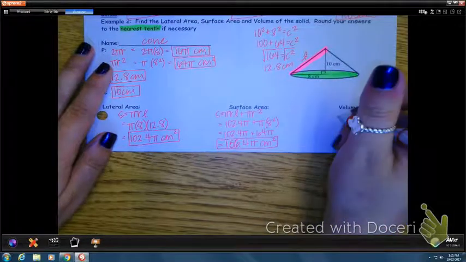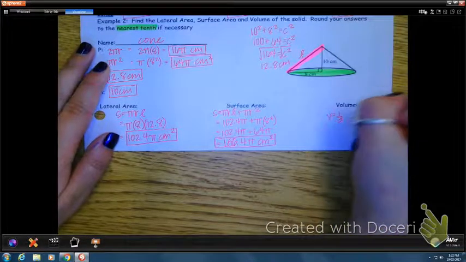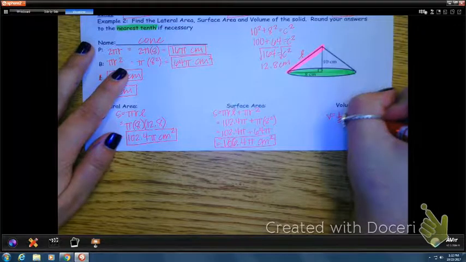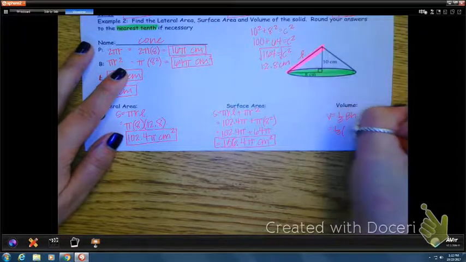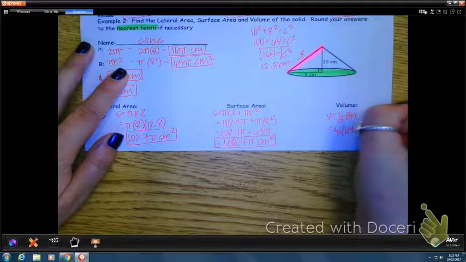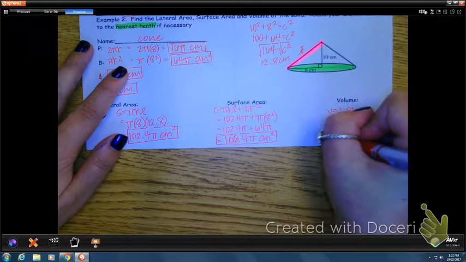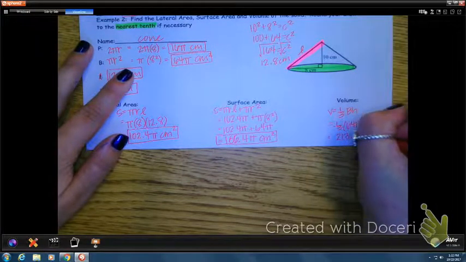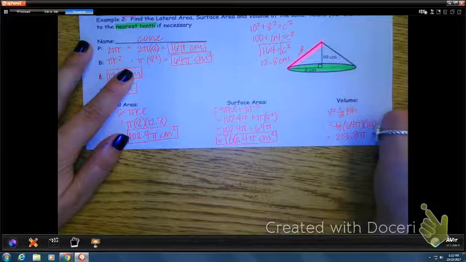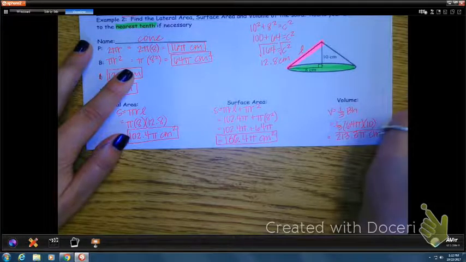166.4. Okay, volume, same volume formula as a pyramid. 1/3 capital B times H. 1/3 64 pi times 10, which equals 213.3 pi centimeters cubed, because we're in volume now.